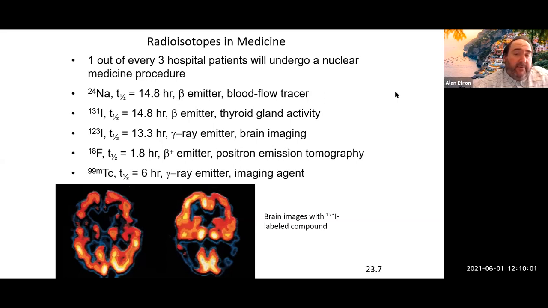Can these things be used? Why are they helpful? Well, they can be helpful for a couple of reasons, but one reason is that a radioactive isotope of an element will basically behave the exact same way as a non-radioactive isotope, if you will, in your body.